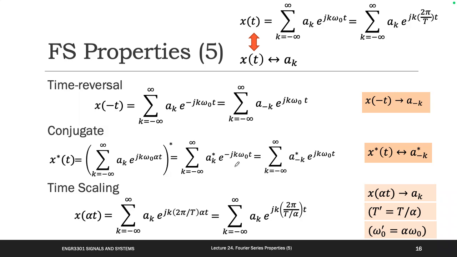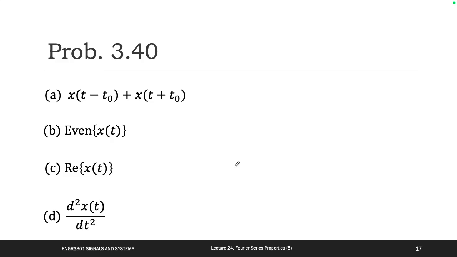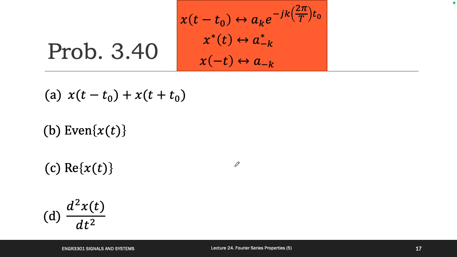Okay. Any question? Let's try to talk about one problem. For this one, xt, there are some signals. For the first one, what's the FS coefficient? This is just like the properties we just talked about. It just uses this one, the first property, the shifting property, which means you can easily get the new FS coefficient is this one. That makes sense to you?